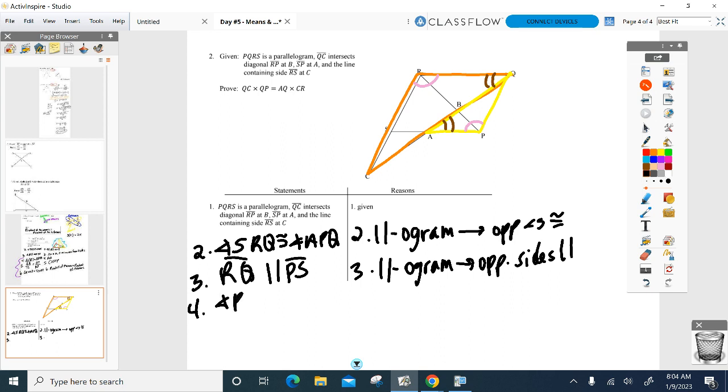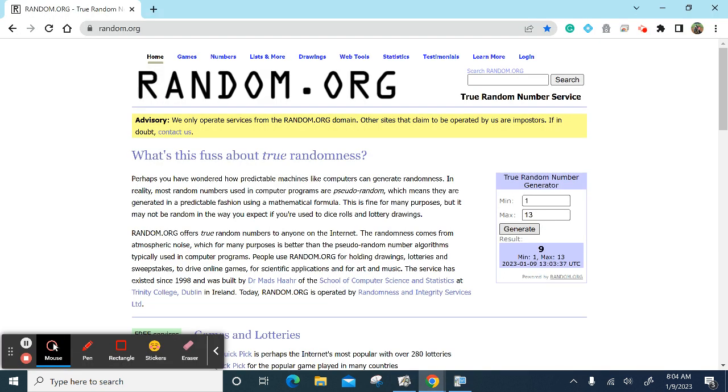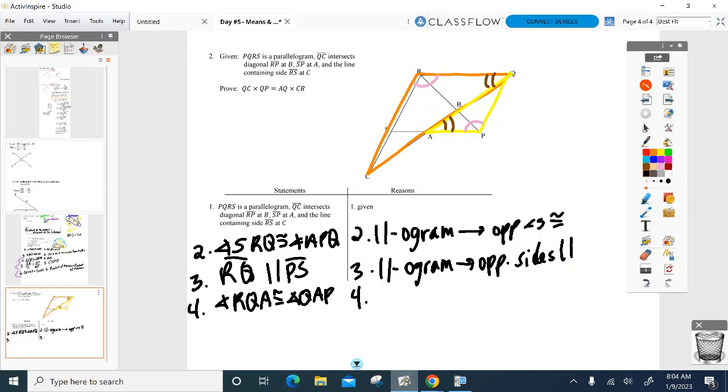So angle RQA is congruent to QAP. What's that reason? A little midterm review. What's that reason that they're congruent? Alternate interior angles. Need something more than that. Oh, parallelogram. No, parallel lines implies alternate interior. There you go. Need that. They're not congruent unless they got parallel lines.